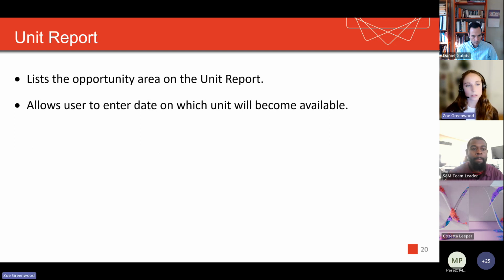The unit report, some smaller changes. It will list the opportunity area and it allows the user to enter a date where the unit will come available. I mentioned that in the unit dashboard, but that is now a field on the unit report. So if you're entering or editing a unit, and the owner tells you it's not available, but it is going to be available in a month, you can put that in and it'll show up on the dashboard for you.